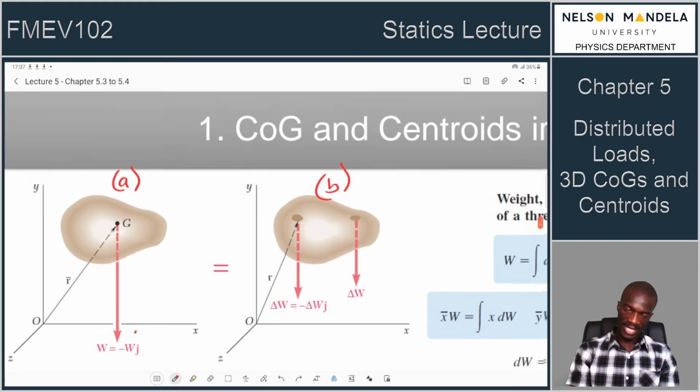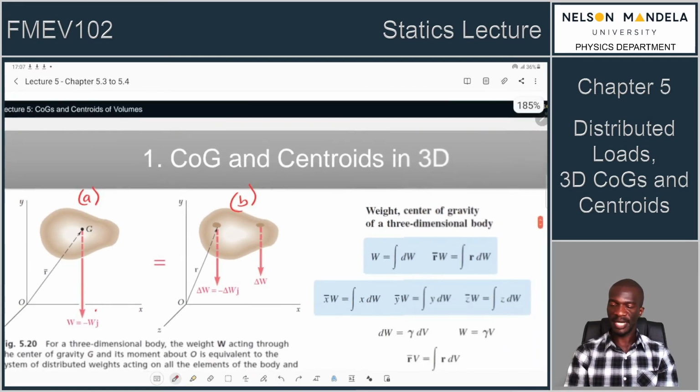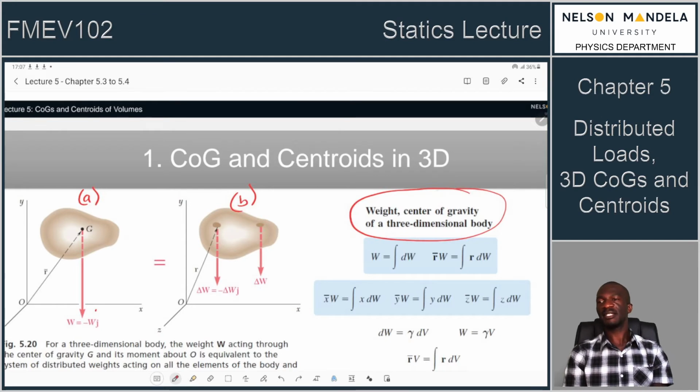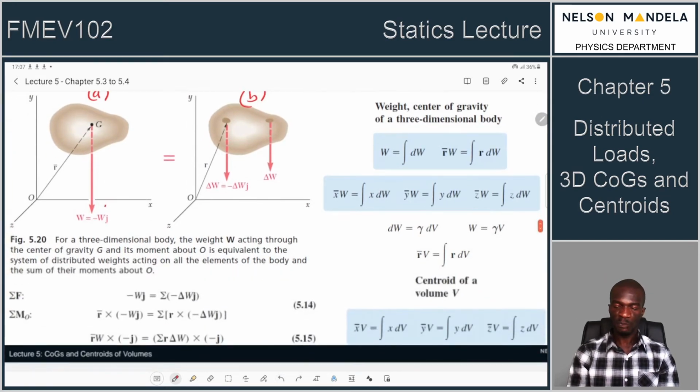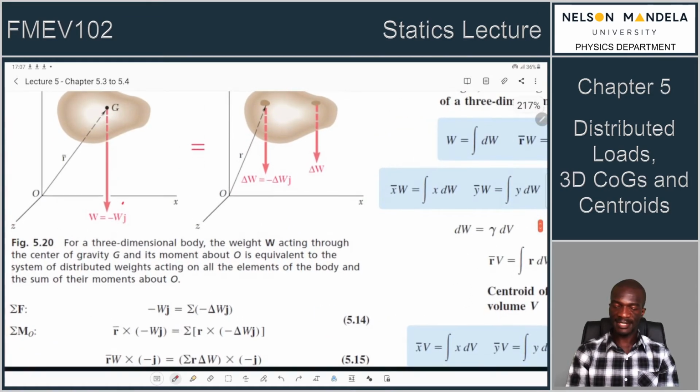If we are to look at different elements that make up the rigid body, then we have that element there, another element there, and if we look at the elements, we can now use our equation to find the weight center of gravity. But otherwise, if we had just these elements, we would write our total weight, which is the big W.